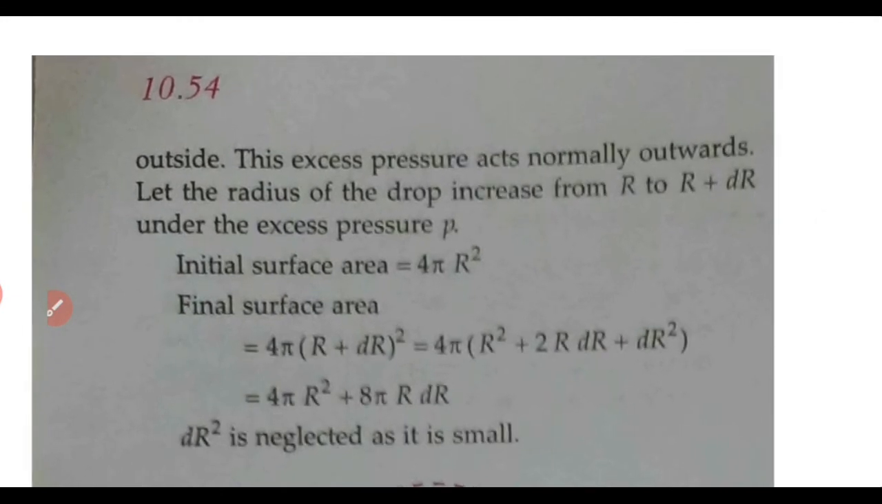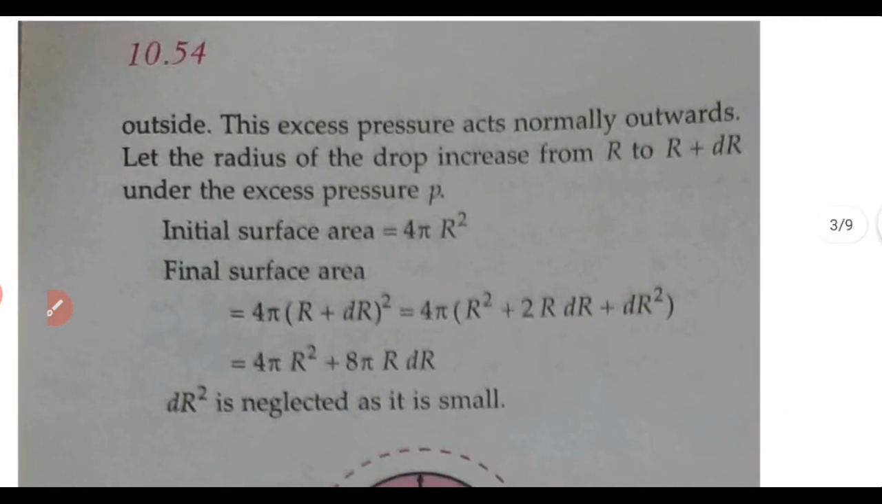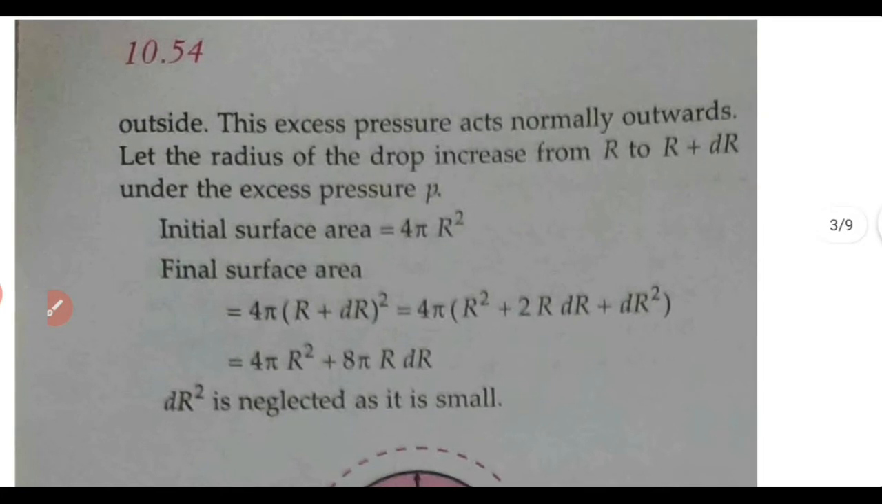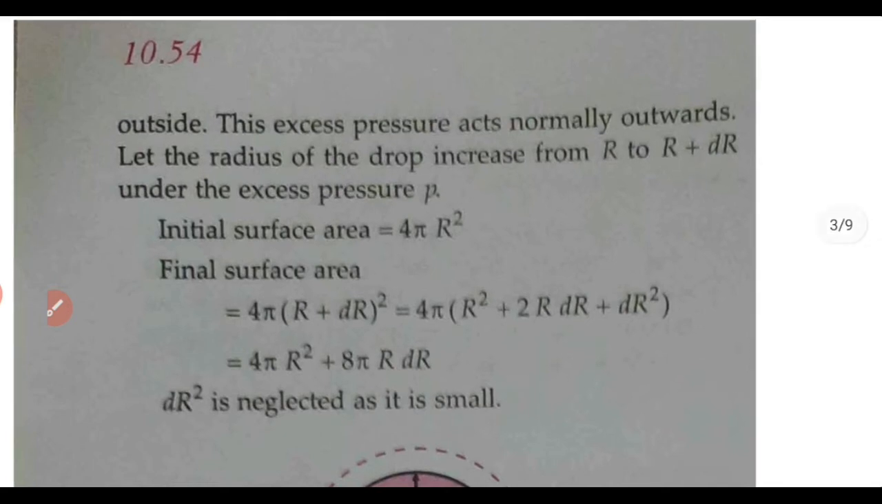Pressure, we know, is the normal force per unit area. So the force due to excess pressure will be acting normal to the surface outwards, because the excess pressure is inside. Now, suppose under the force due to this excess pressure, the radius of the drop increases from r to r plus dr.